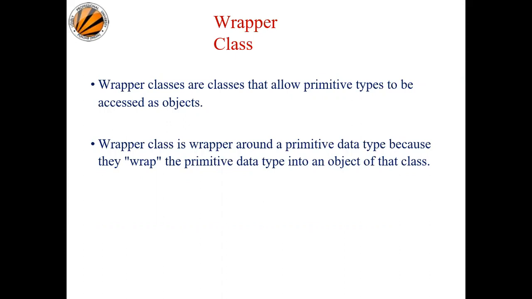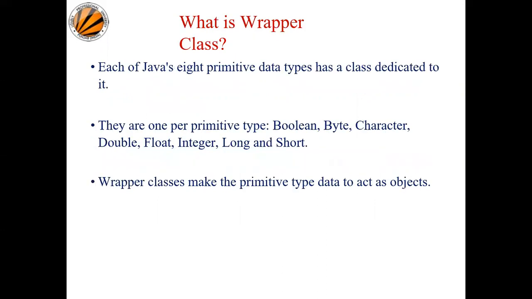Wrapper classes are classes that allow primitive types to be accessed as objects. A wrapper class is a wrapper around a primitive data type because it wraps the primitive data type into an object of that class. Each of the Java 8 primitive data types has a class dedicated to it. They are: Boolean, byte, character, double, float, integer, long, and short. Wrapper classes make the primitive data type act as an object.